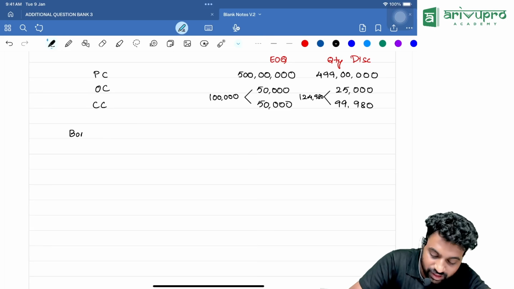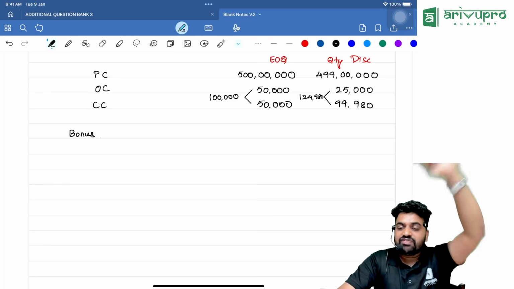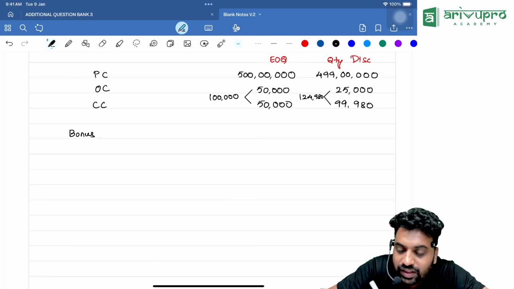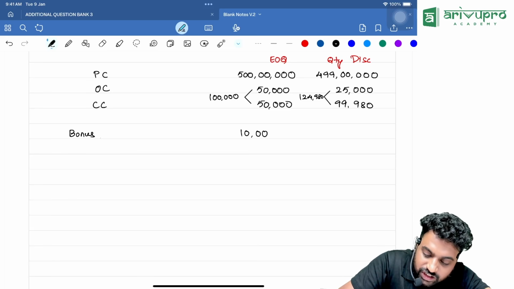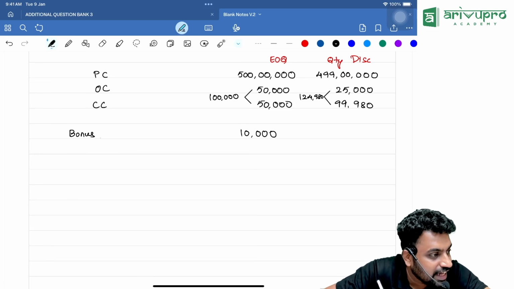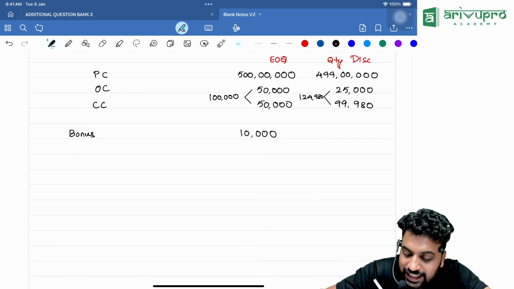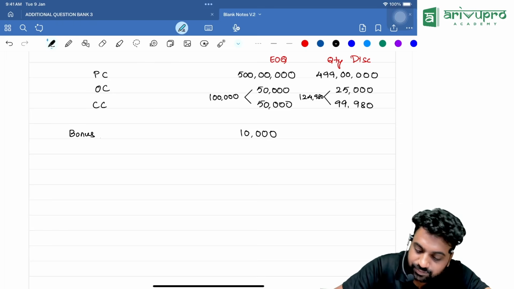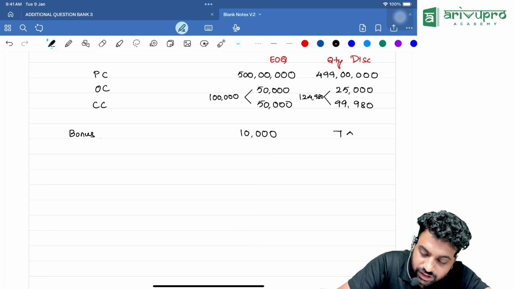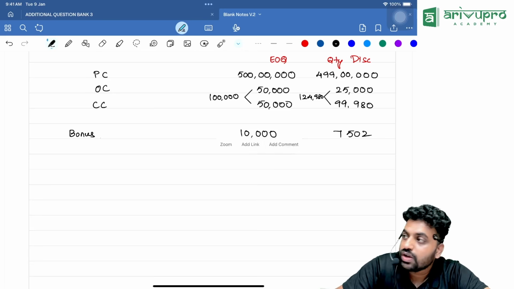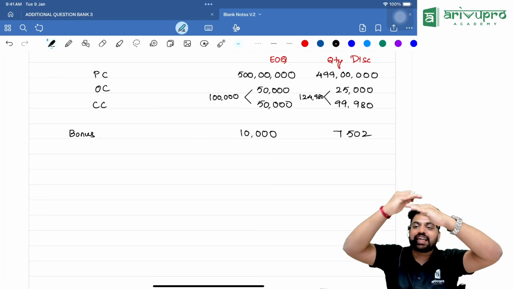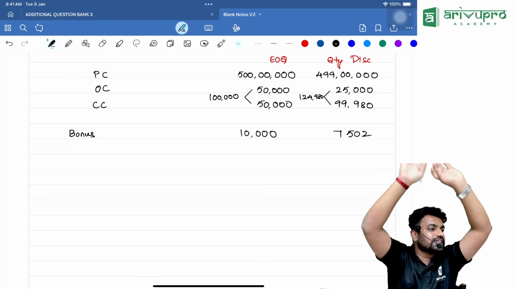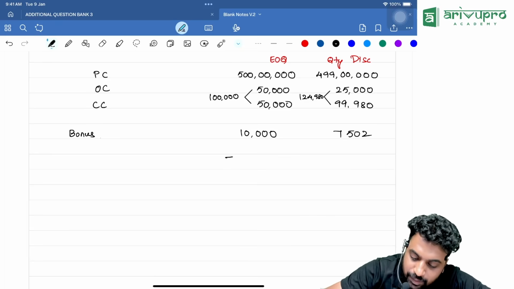Bonus. In the first scenario, the difference between 2 lakh and 1 lakh is 1 lakh. And how much percent bonus are we giving? 10%. So here the additional cost is 10,000. In the second scenario, 2 lakh minus 1 lakh 24,980 is 75,020. Bonus on that is 10%, 7,502. Hope you understood about bonus. Whatever we are saving from the 2 lakh rupees, on that we are giving 10% as a bonus to our purchase manager. That will be, as a company, our cost only.